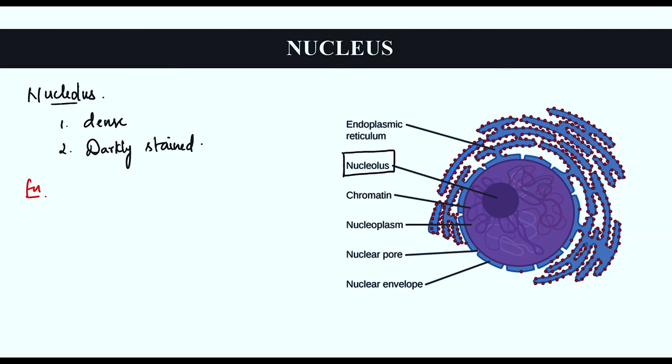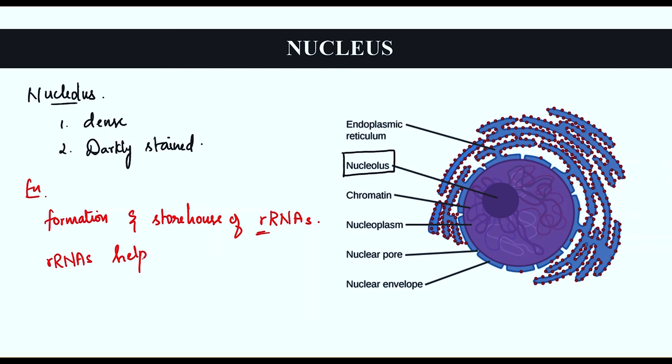And again, it is going to be the site for the formation and also to store the RNAs, you know, formation and storage of rRNAs. So rRNA in the sense, ribosomal RNA. This ribosomal RNA is going to help for the synthesis of ribosomes. Let me tell you what the ribosomes are in the further slides, right? You just understand it is going to form the ribosomes.